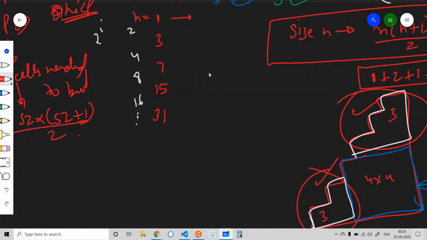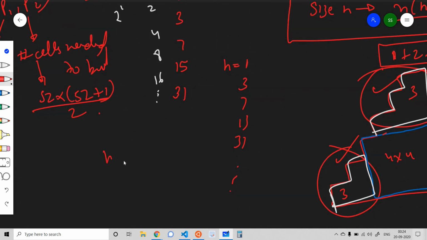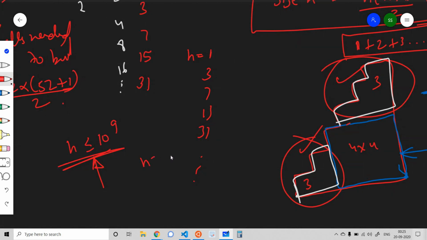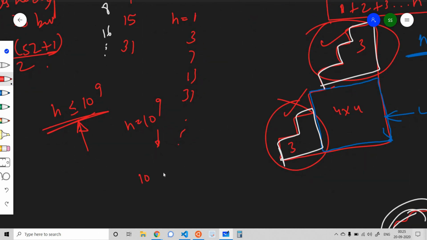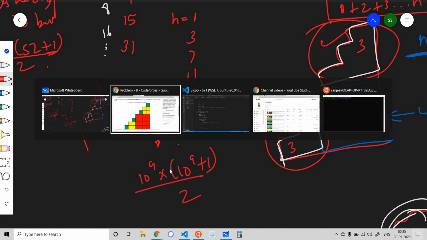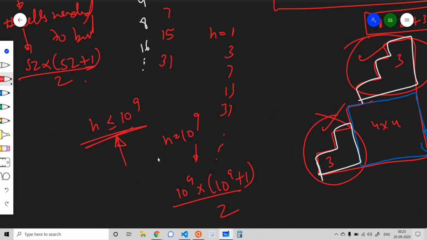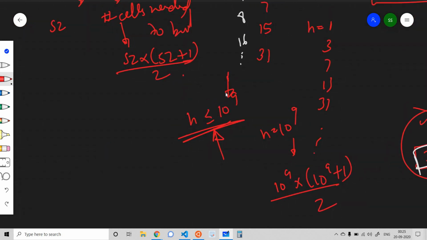So I'm pushing all the nice staircases, with values of n equal to 1, then 3, 7, 15, 31, and I kept on doing it till n is less than or equal to 10 to the power 9. Why did I stop at this place? Because if n is equal to 10 to the power 9, then the number of cells I need to build the staircase of this length would be 10 to the power 9 into 10 to the power 9 plus 1 divided by 2, and the maximum number of cells we can have is 10 to the power 18 itself. So we are sure that we won't be coming to this value.